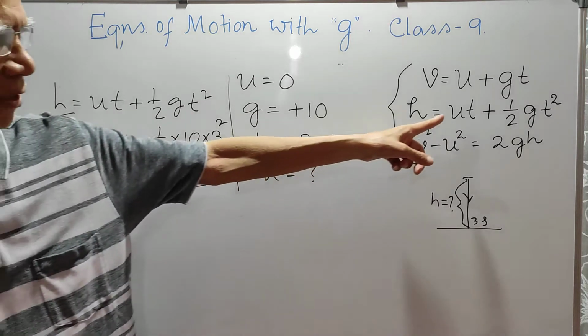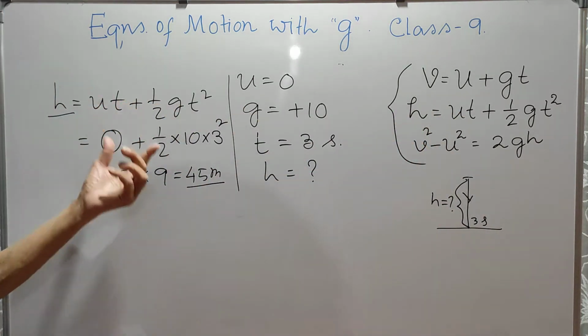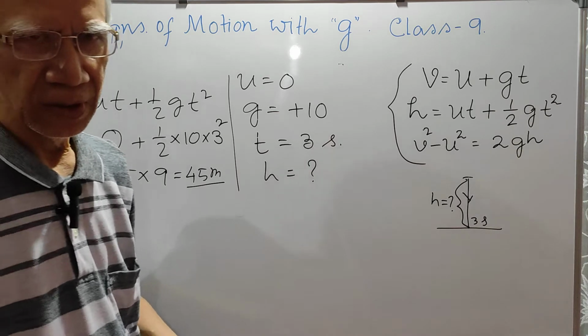So we have to find h, and these three are known. These four letters are present in this equation. We choose the right equation, put the value and calculate. You follow? That is the method.